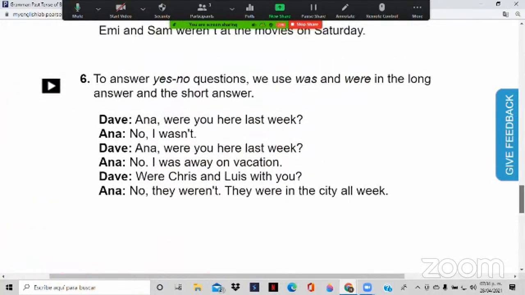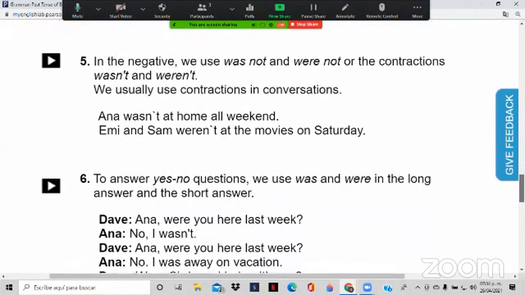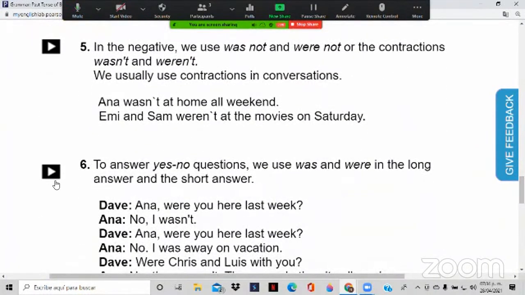Ok, me quedé en la forma negativa. The negative way. Let's continue with number 6. Así que la forma negativa no es lo mismo decir I was a I wasn't. O ella no estaba, she wasn't. O él no estaba, he wasn't. O si quiero hablar de mi pescadito o de mi perrito, it wasn't.